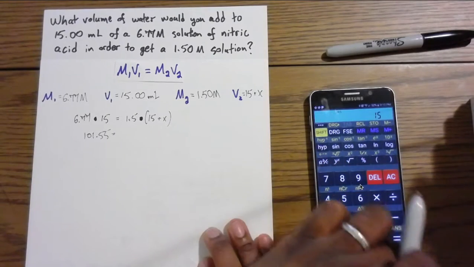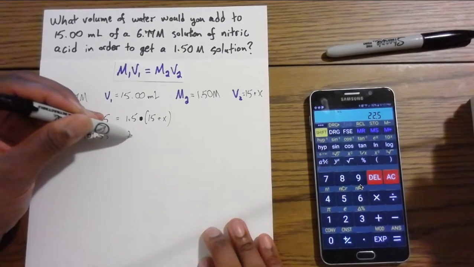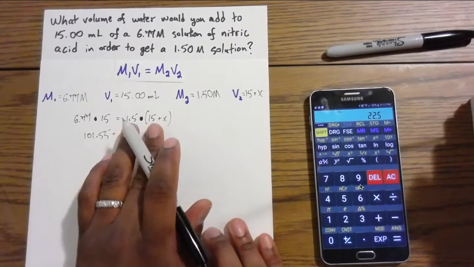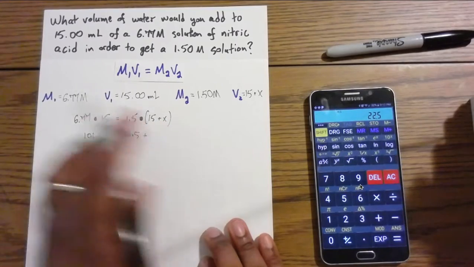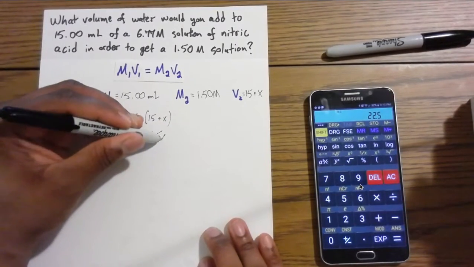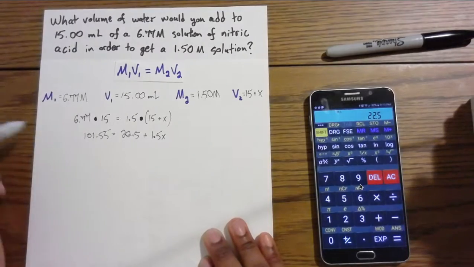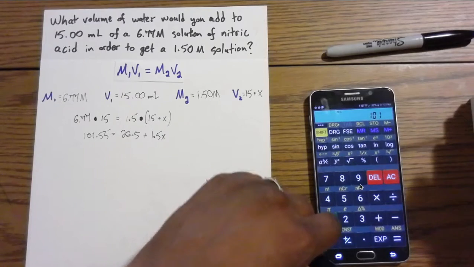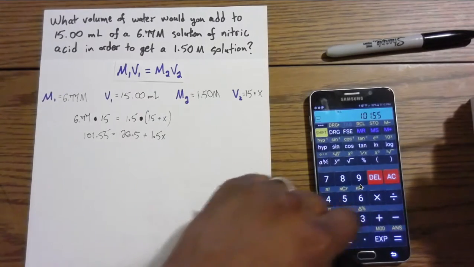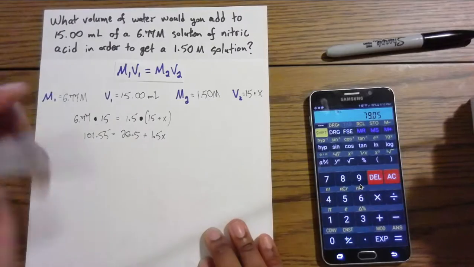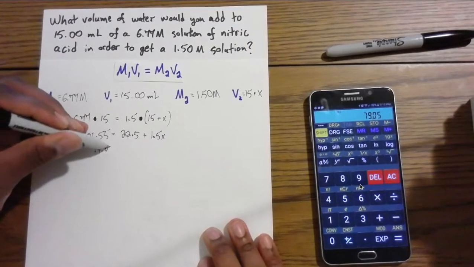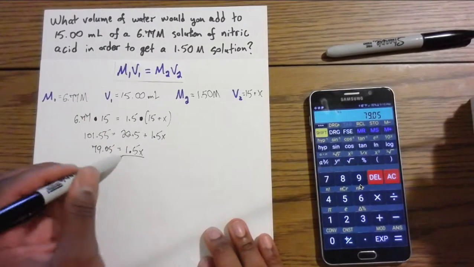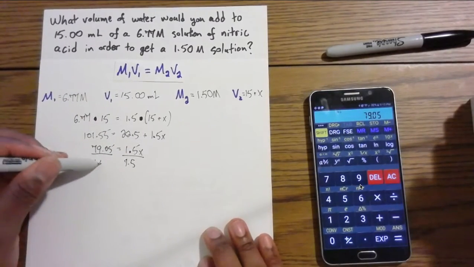1.5 times 15 is 22.5, plus, distributing this 1.5 across, 1.5 times 15 plus 1.5x using the distributive property. And then we just have to isolate that x. So let's subtract 22.5 from both sides. 101.55 minus 22.5 gives us 79.05 equals 1.5x.